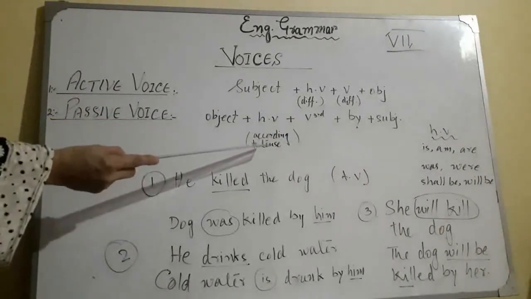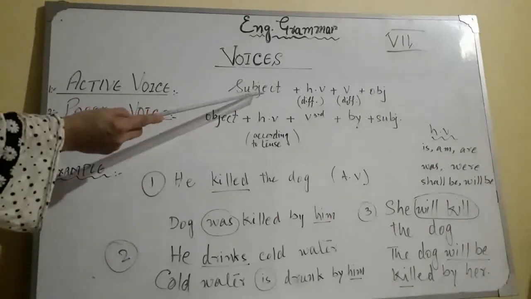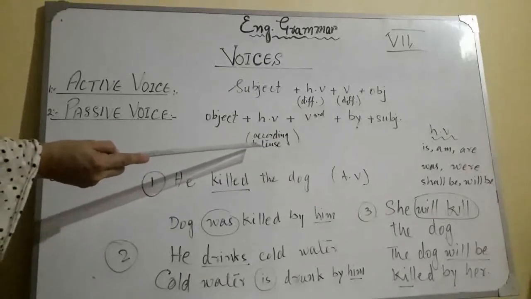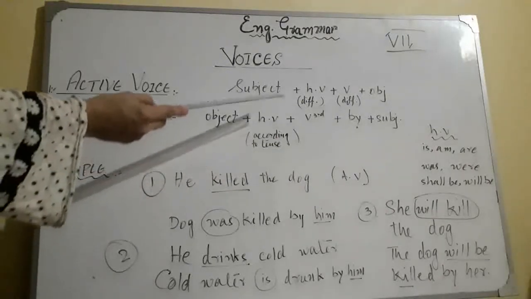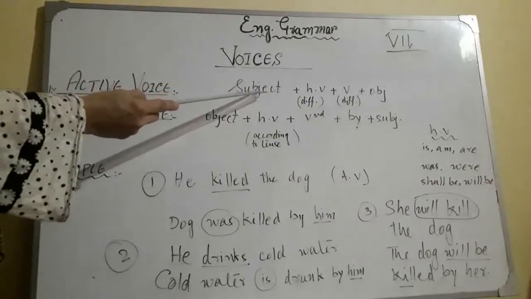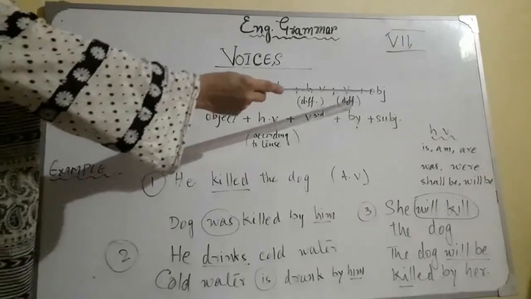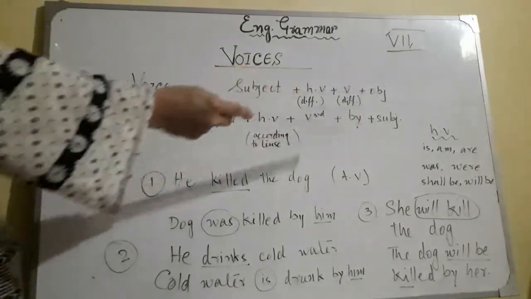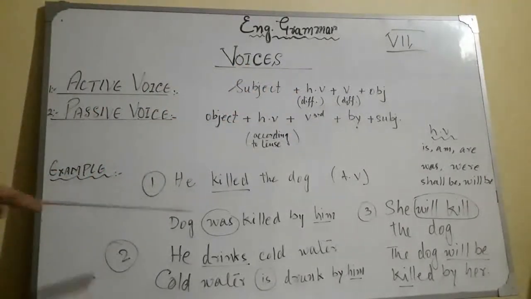Only according to the tense of the active voice we will use different helping verbs. But in case of active voice we have 4 things: subject, helping verb, verb in different forms according to tense, and object. Let's see the example.